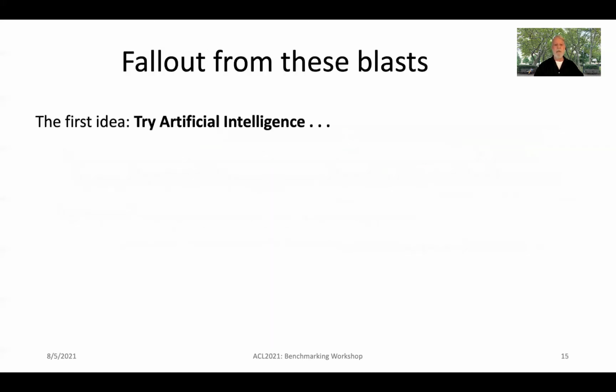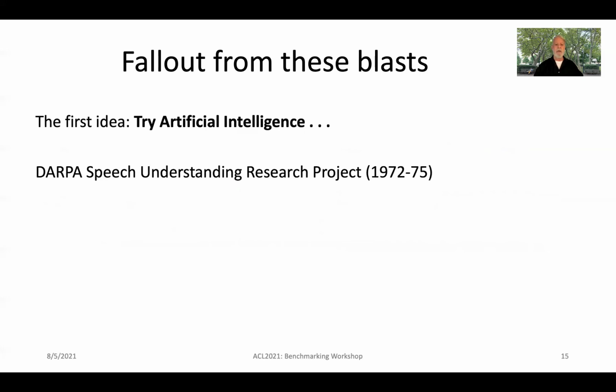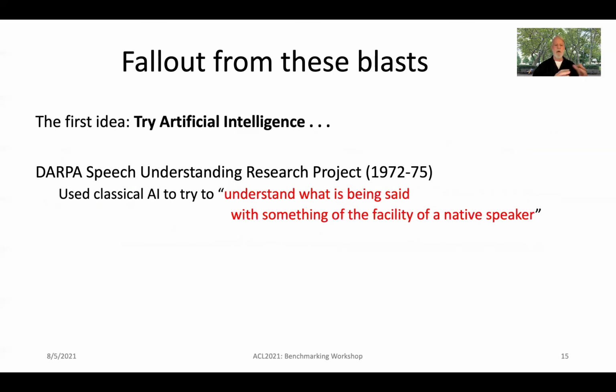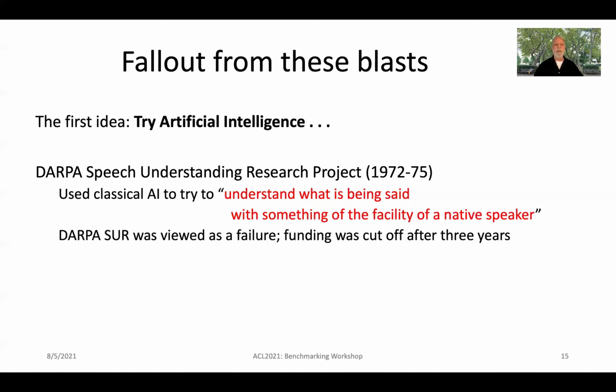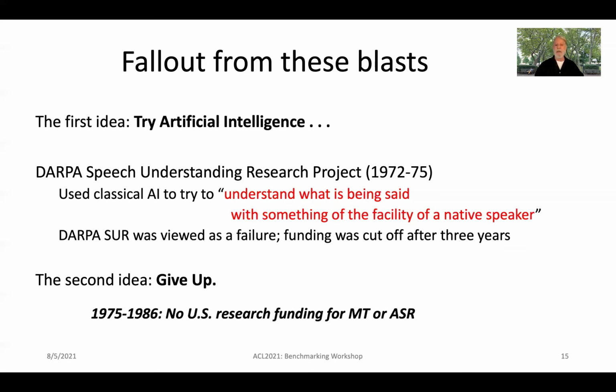Now, the fallout from these blasts was first, well, all right, there's this new idea, artificial intelligence, and the DARPA Speech Understanding Research Project in the early 70s wanted, among other things, to use classical AI to try to, quote, understand what is being said with something of the facility of a native speaker. But this program was viewed as a failure and funding was cut off after 3 years. And the second idea was give up.